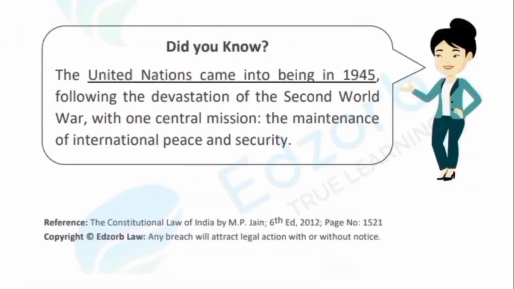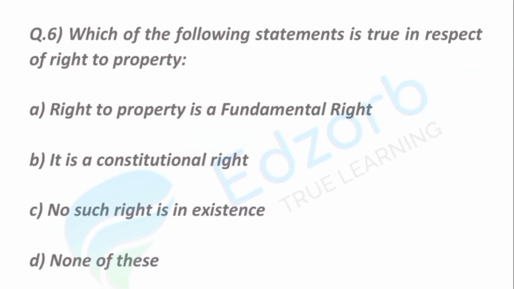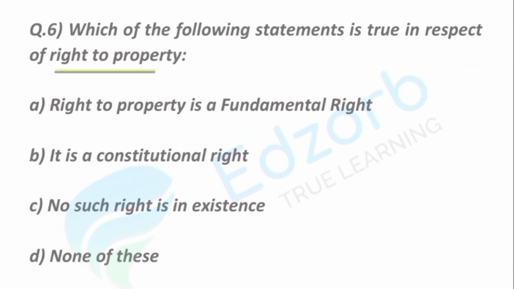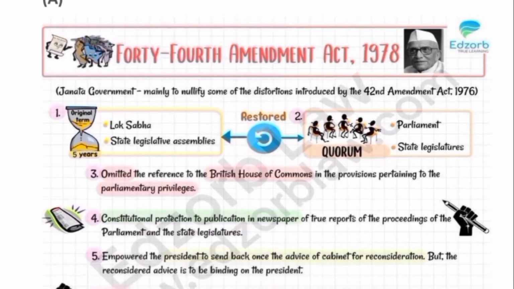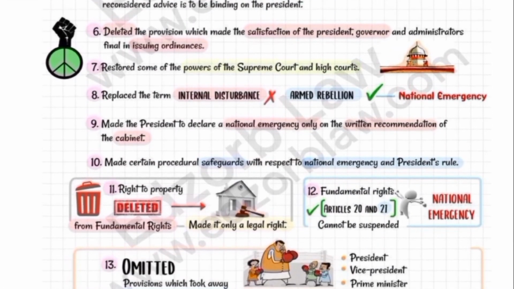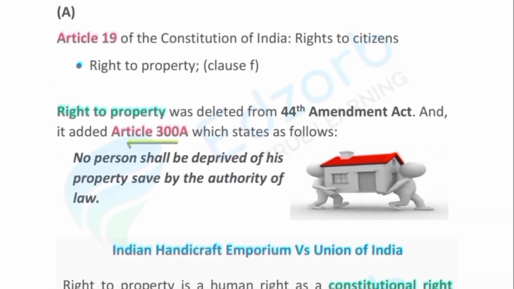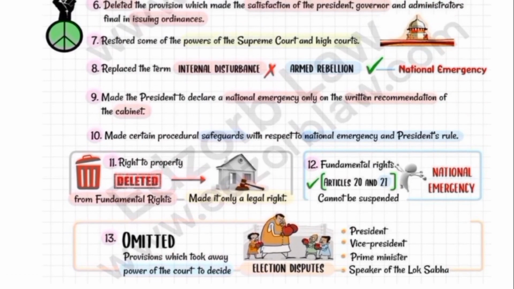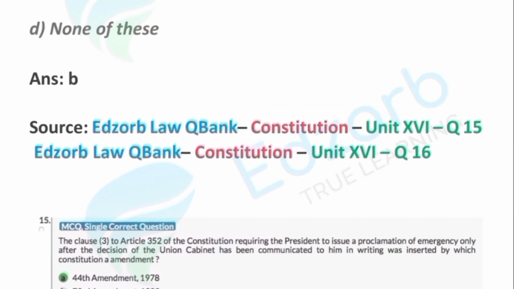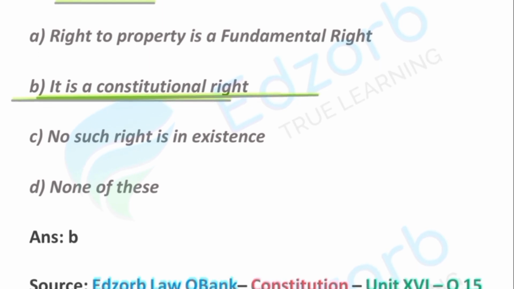Moving ahead, the sixth question is talking about the right to property. Now, as we all know, the right to property existed as a fundamental right earlier. However, with the 44th Amendment coming into place, it was taken away, and instead we now have Article 300A, which provides that no person shall be deprived of his property save by the authority of law. So therefore the correct option was B, that it is a constitutional right.